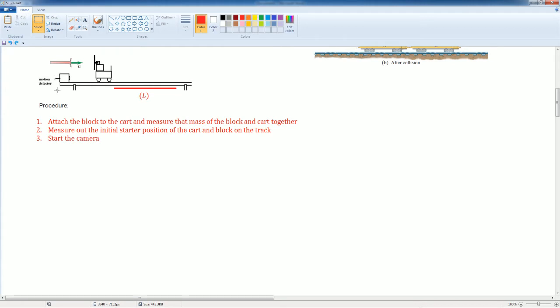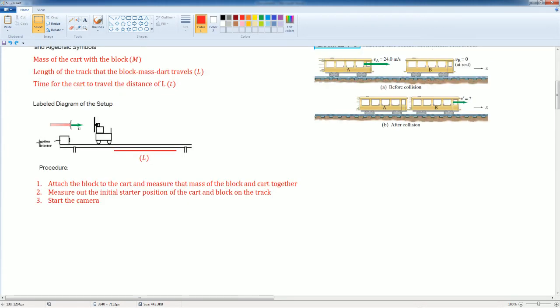You're going to start the camera. So this shouldn't be motion detector. This should be camera. Launch the dart at the block's car center of mass, so right in the middle. Now it's going to collide. Once it collides, it's going to move a certain distance.